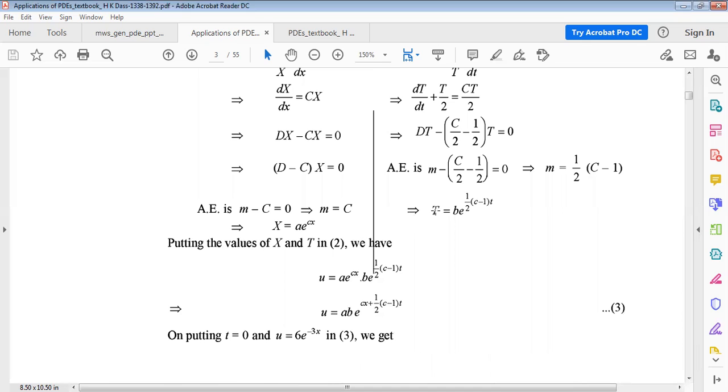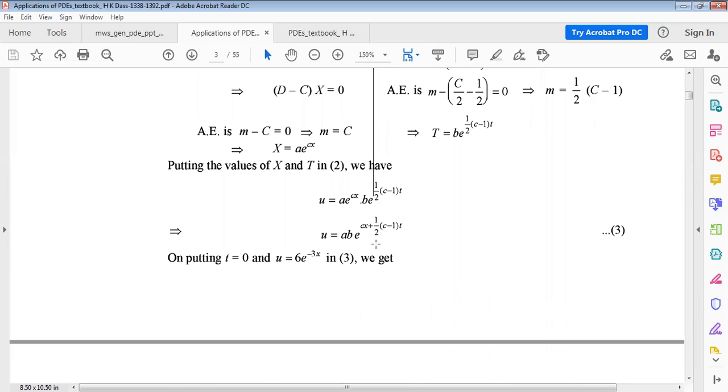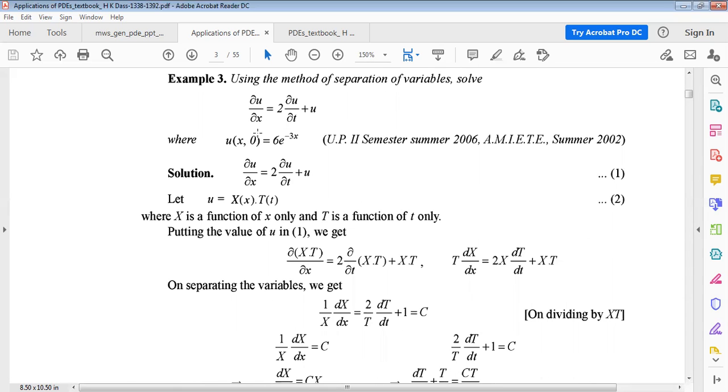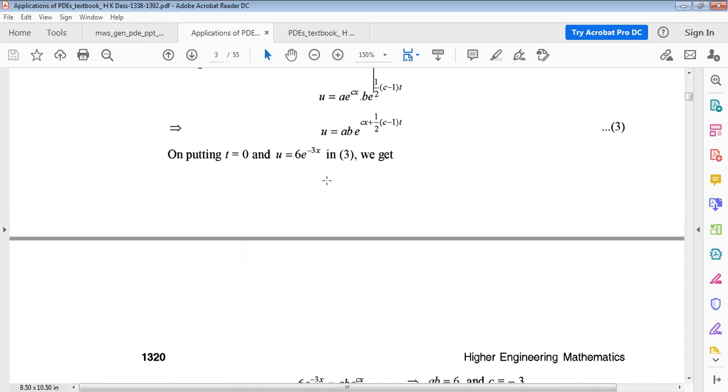Now putting the values of X and T, we get the required solution. The required solution equals this. Now on putting t equals 0, u equals this. This is the given condition. Initial condition: t equals 0 here. u is a function of x and t. Then u equals what? If t equals 0, then u equals 6 into e to the power minus 3x. So on putting t equals 0, u equals 6 into e to the power minus 3x in equation 3.